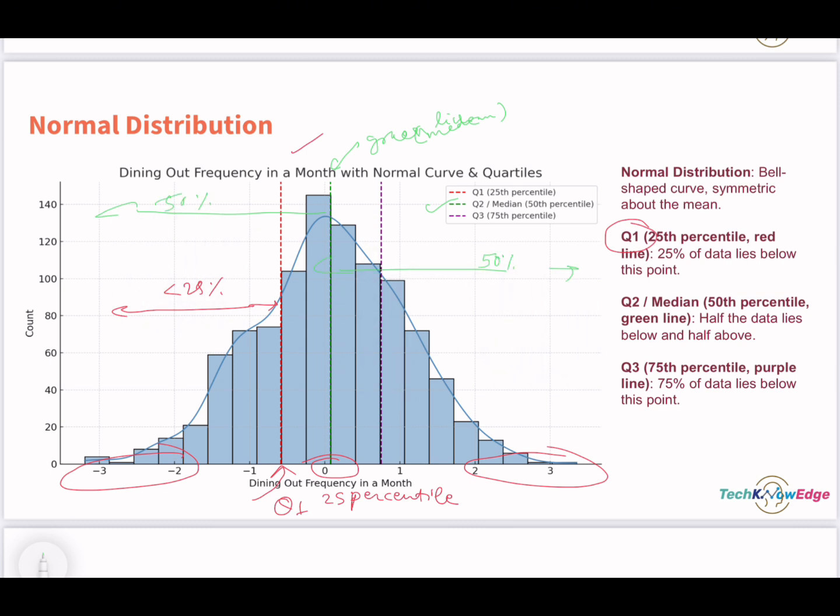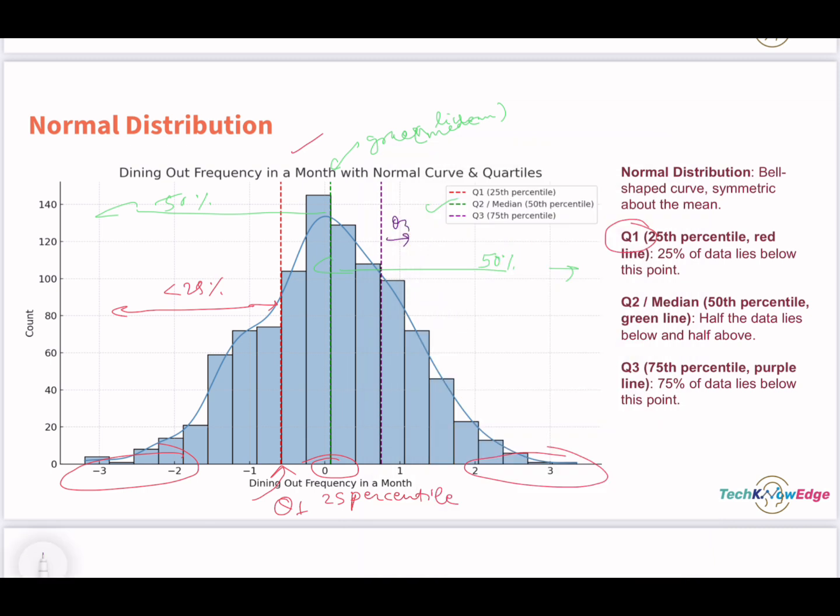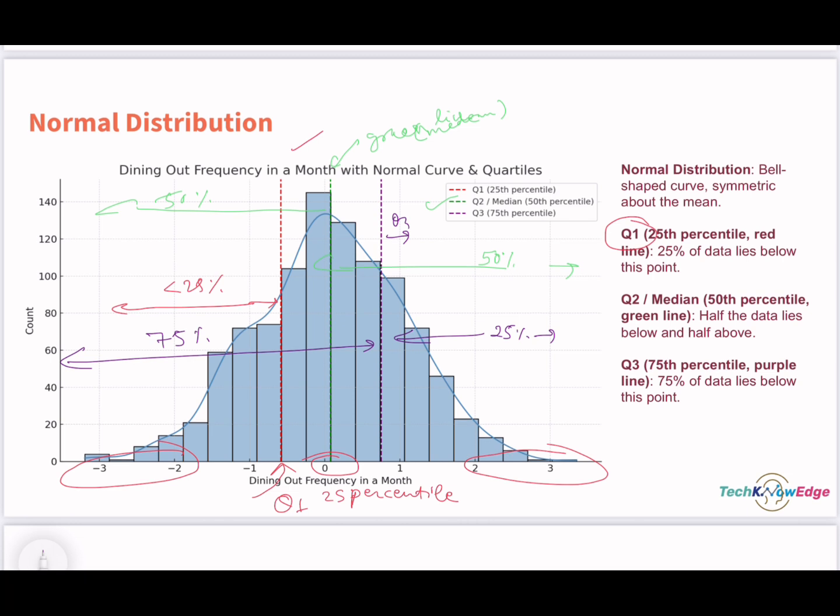And finally, the purple line on the right is Q3 or the 75th percentile. 3 out of 4 people dine out less than this point. Only the top 25% dine out more frequently.